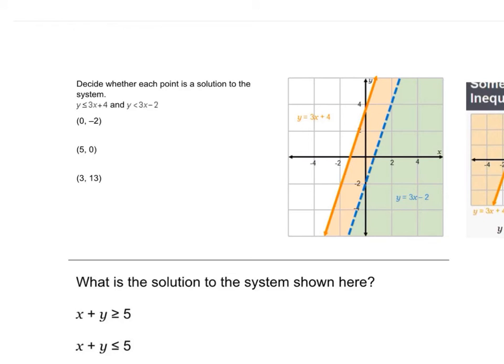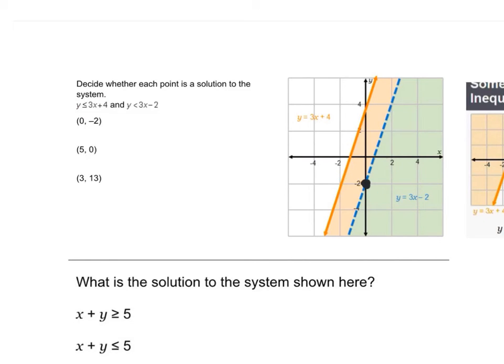This next problem is kind of interesting. What we want to do is decide whether each point is a solution to the system. So I'm just going to plot these points and see what we get. I'll plot the point 0, negative 2. Now this one satisfies this equation here. It's below this line.